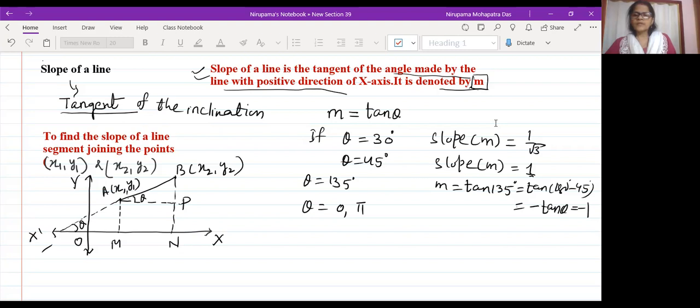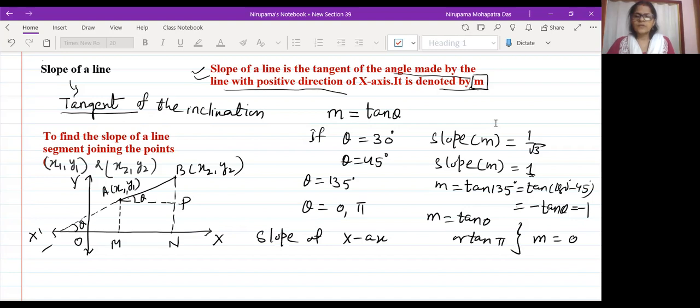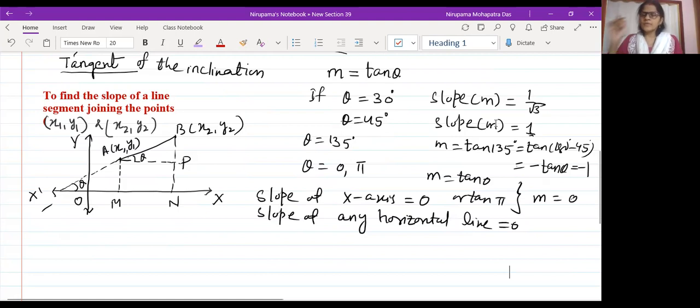So you can write m equal to tan 0 or tan pi. So in both the cases, you are getting m equal to 0. So in that way, slope of x-axis equal to 0, slope of any horizontal line equal to 0. It means slope of the line parallel to x-axis will be 0.